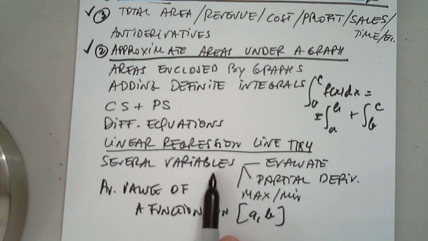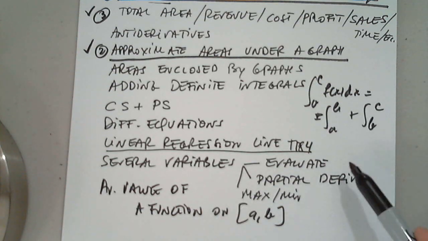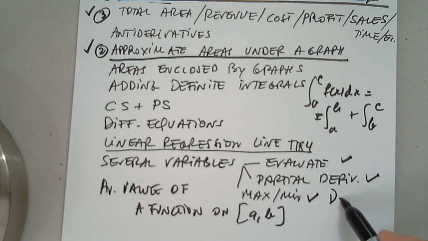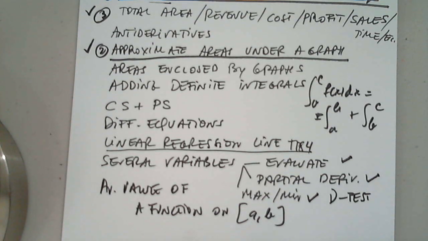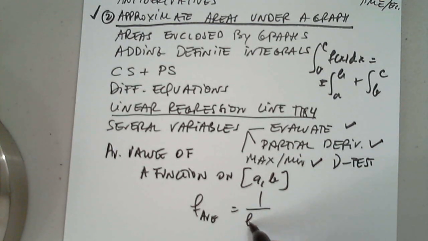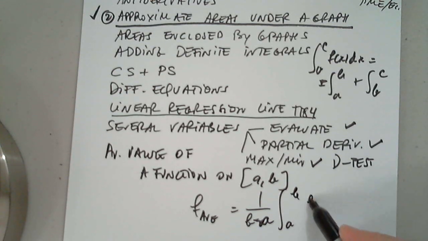And functions with several variables, to evaluate, to find partial derivatives, and find max and min with a D-test. And then the average value of a function, remember the formula, is f average equals 1 over b minus a times the integral from a to b of f of x dx.